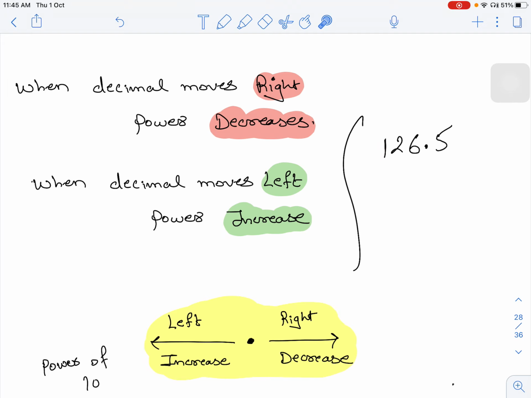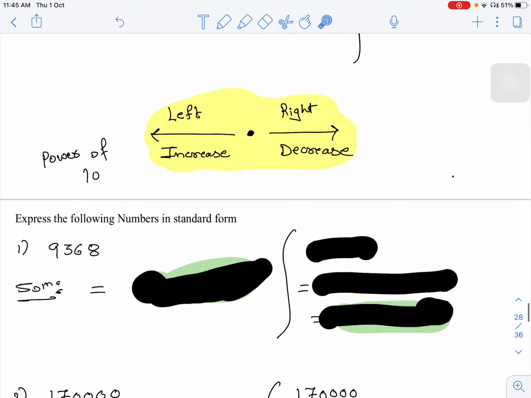So where must the decimal be? Between the first two digits. The condition is that the first digit should not be 0, any number other than 0. This is standard form. Now when I move this decimal to the left, there will be some change in the power of 10, which we will see in the example.